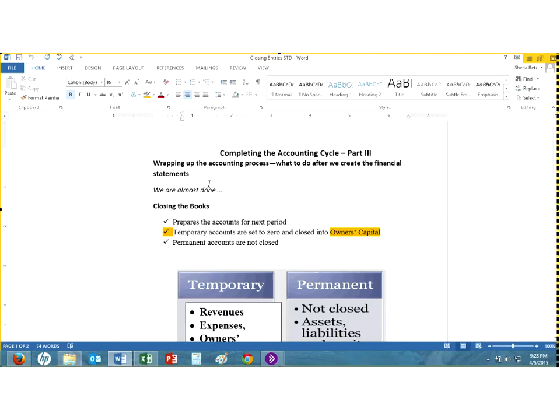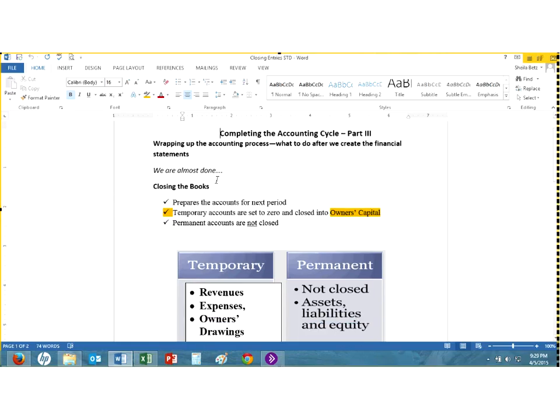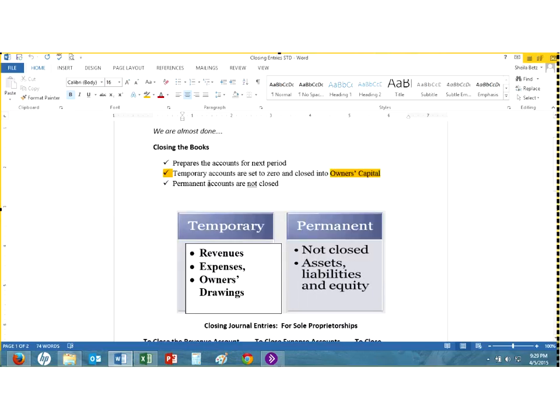But to make sure we get everything in order for the next set of financial statements, we need to do something called closing the books. And we're going to prepare certain accounts for the next time period. Certain accounts that we're going to prepare are called temporary accounts. And what we want to do to these accounts is set them to 0.